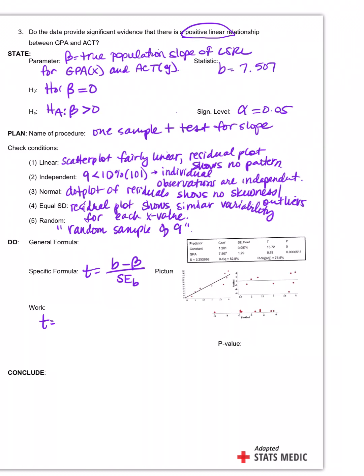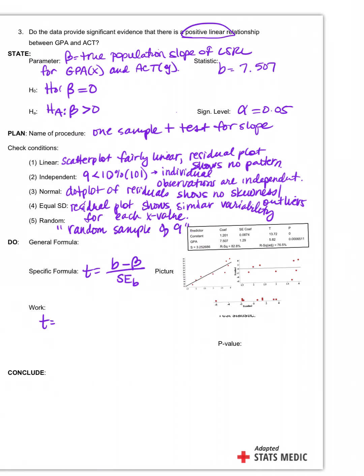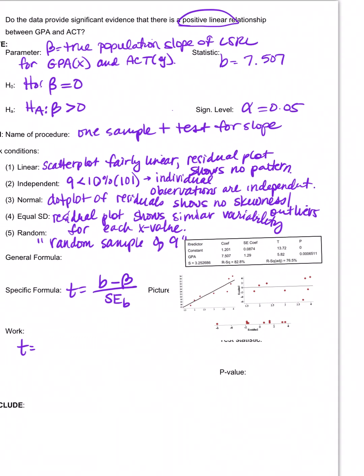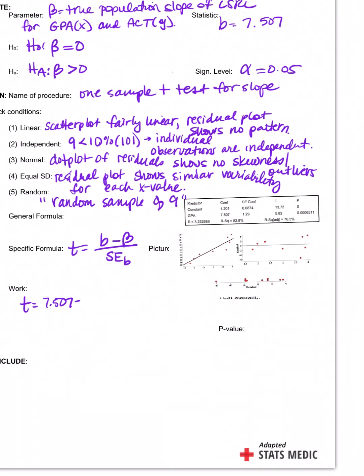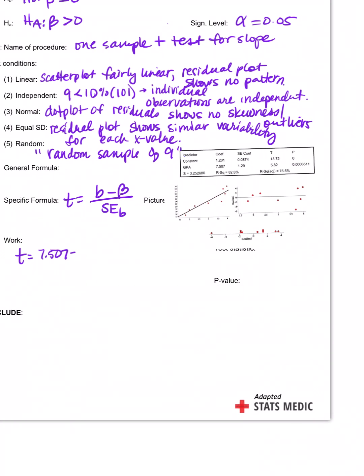Let me bring my table down for a second, and let's plug in these values. What does it say our slope was? 7.507. What is beta? What did we say beta was in our hypothesis? 0. And my standard error of my slope? 1.29. Do you see it?